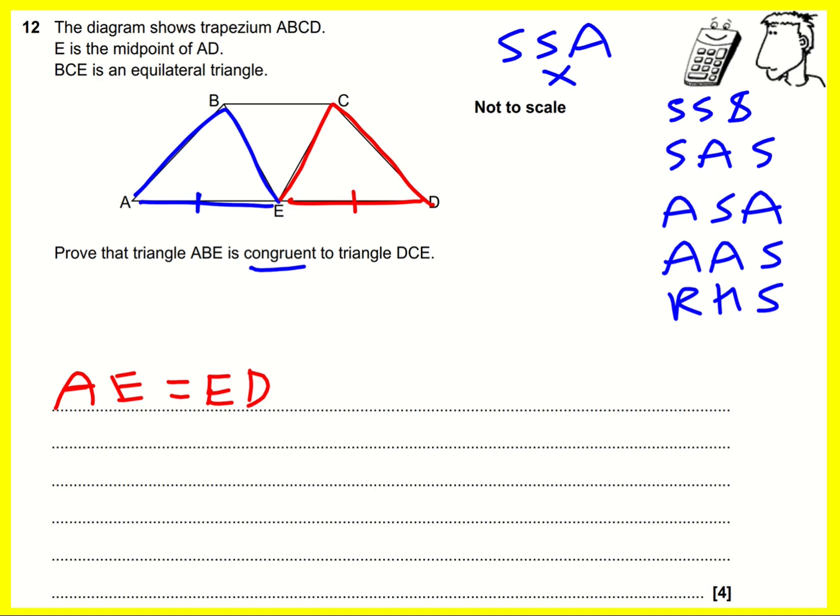Right, next up, it says BCE is an equilateral triangle, so all of these are the same. And that gives us another lot of sides that are the same. Brilliant. So we can say that BE equals EC. So we're well on our way because we've got 2 sides that are the same. Now, can we show that CD is equal to BA? That doesn't seem very easy.